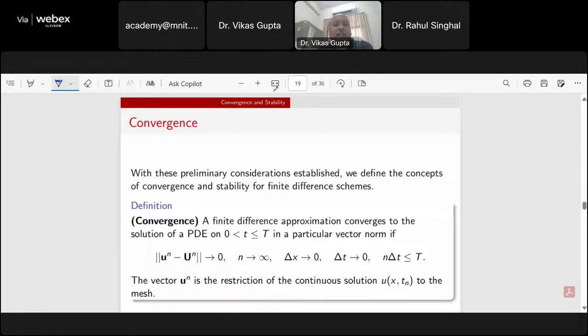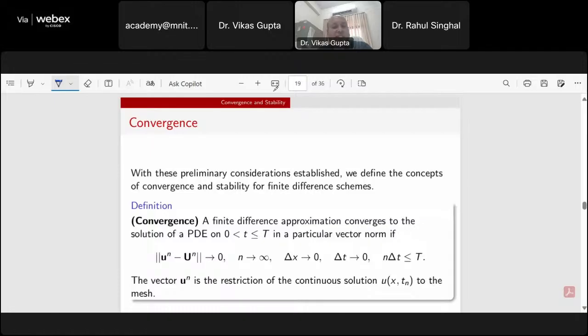Okay. So with this preliminary consideration established, we define the concept of convergence and stability for the finite difference scheme. So far, I have not discussed the definition of stability. I defined the function norm, that norm we require for the continuous solution small u, the vector norm, that norm I need for the finite difference solution vector capital U, and the matrix norm.